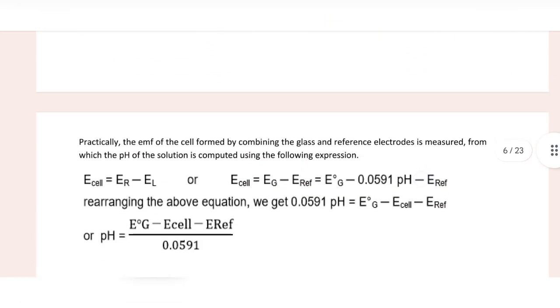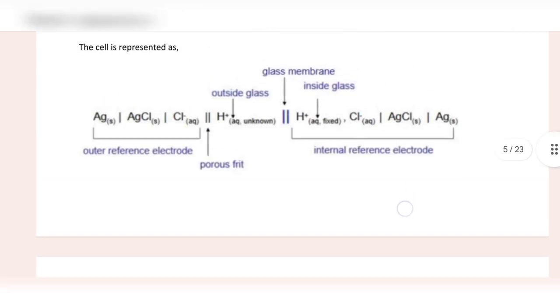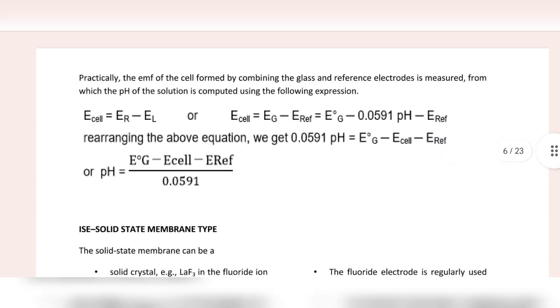Then we can calculate the EMF of a particular cell. So E cell is equal to, we already know, E right minus E left. Here we can write it as E cell is equal to E glass, the glass potential. E right here is glass, right? See here, inside the glass. So the glass potential, E glass minus E reference. So E cell is equal to E glass minus E reference.